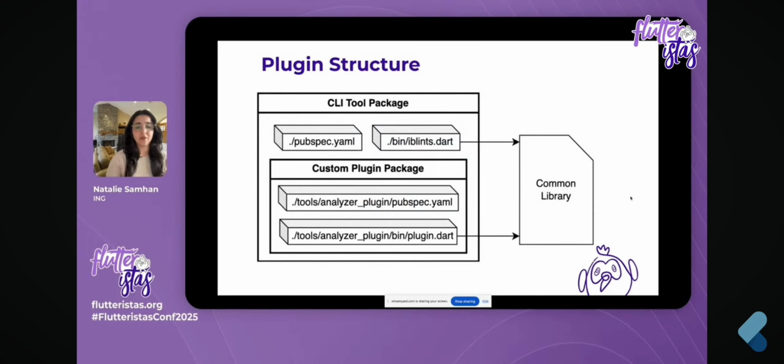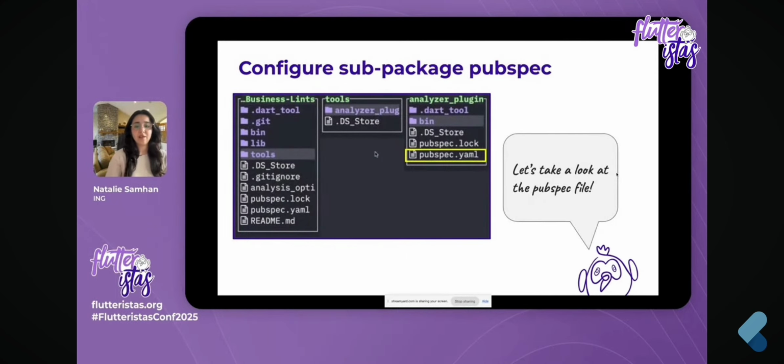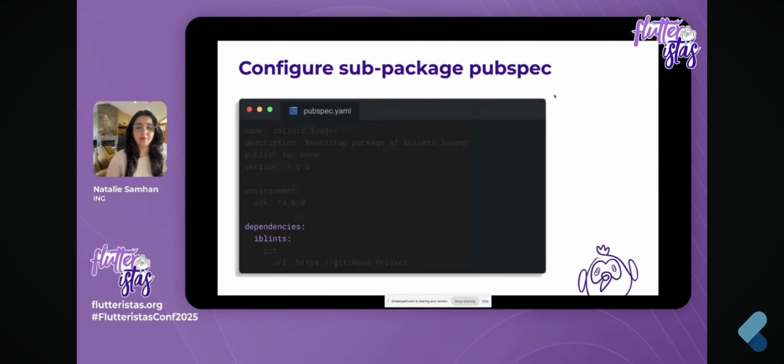So now let's have a look at our sub package and examine the dependencies and executable files there. If we take a look at this, remember that this will be located inside of the folder structure we set up, which is under Tools and Analyzer plugin. And in here, the main dependency we need to add is our own custom lint we create, which is, in this case again, called IB lints.